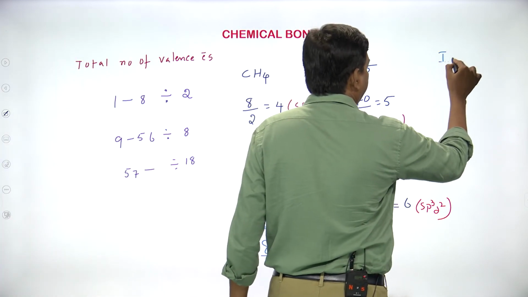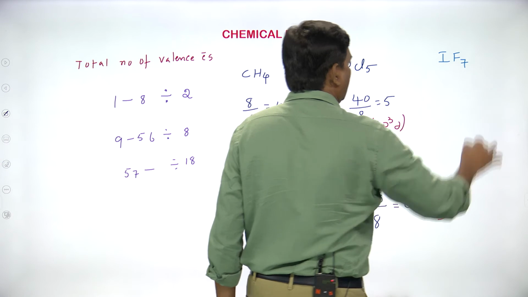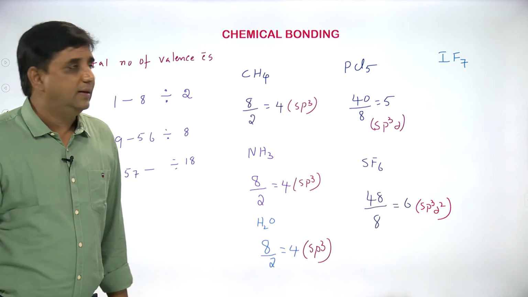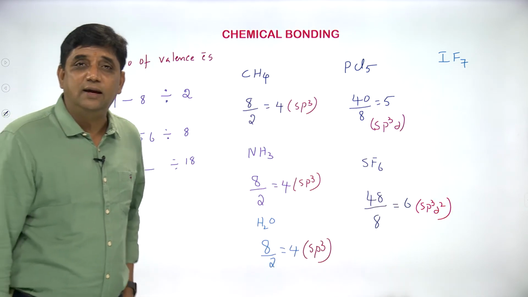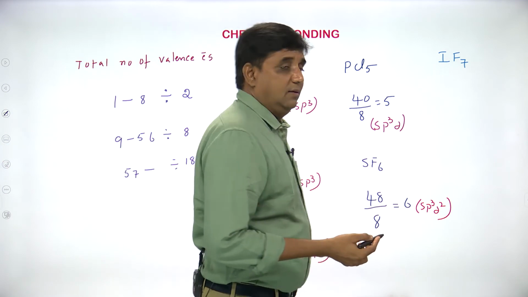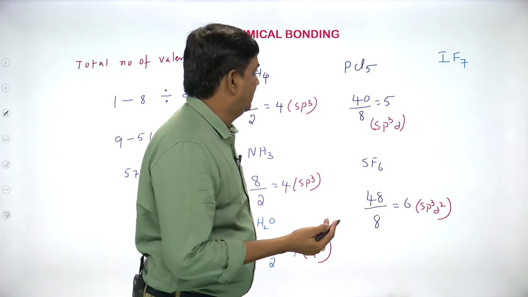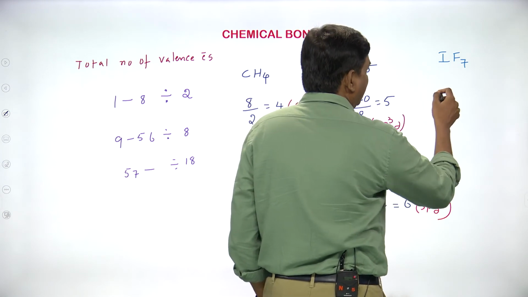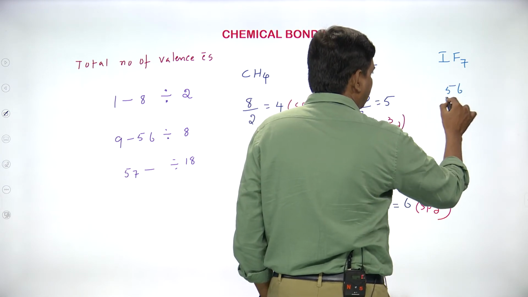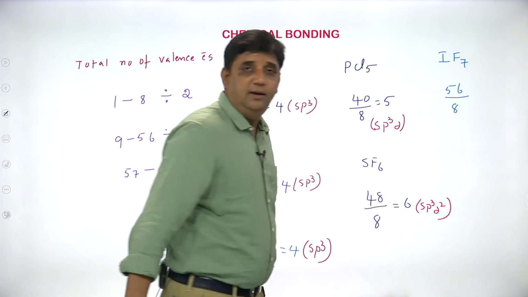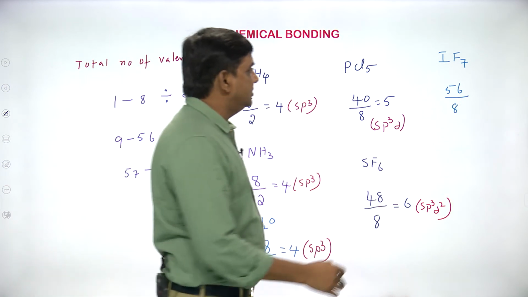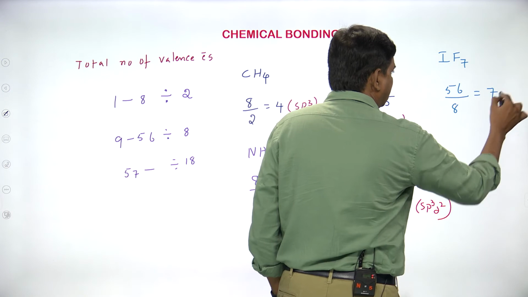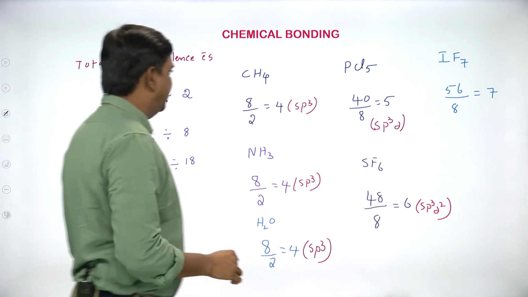IF7. 8 sevens are 56. 56 means still it should be divided by 8 only. So, the answer would be 7, means sp3d3 hybridization.